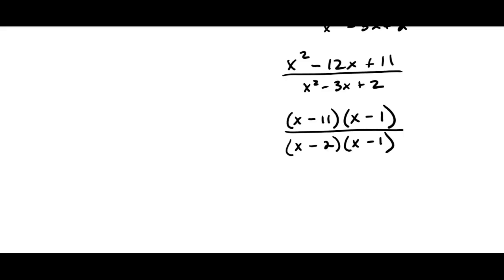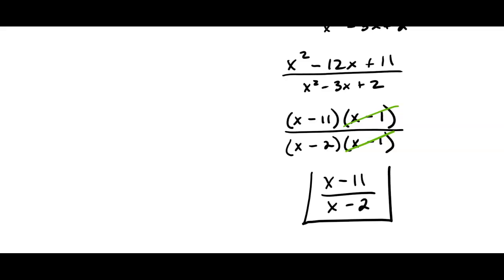Okay. So the good news, can we simplify? Yeah, because they have a factor that's the same, x minus 1. So what's the final answer? x minus 11 over x minus 2. Can I cancel any more? That's a trick question. No, you can't, because the factor in the numerator is not the same as the one in the denominator. Okay, there you go.